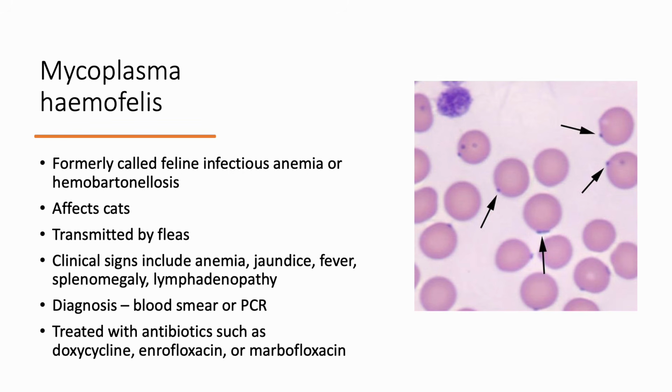Diagnosis is going to be on a blood smear. We're looking for the little inclusions on the margin of the red blood cells, so they tend to be around the wall, or PCR. And then for treatment, again, we're going to potentially use doxycycline, enrofloxacin, or marbofloxacin as our treatment options for Mycoplasma haemophilus. And this one is seen periodically. When I was in practice, I would see cases that had this.